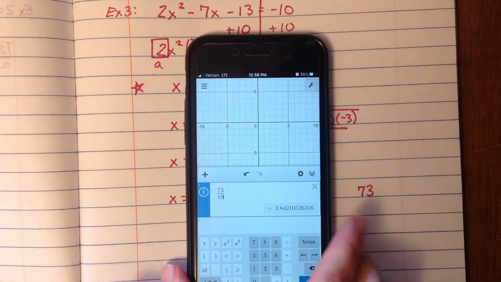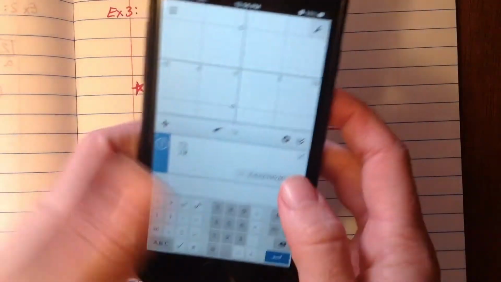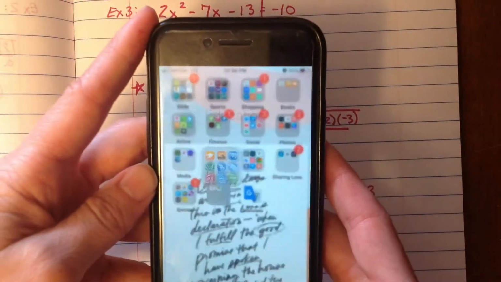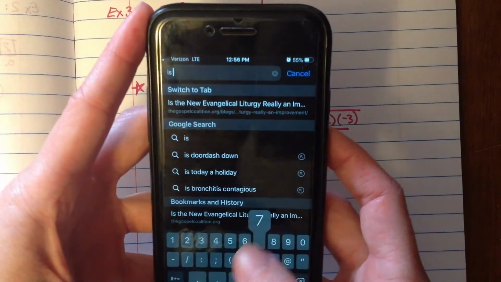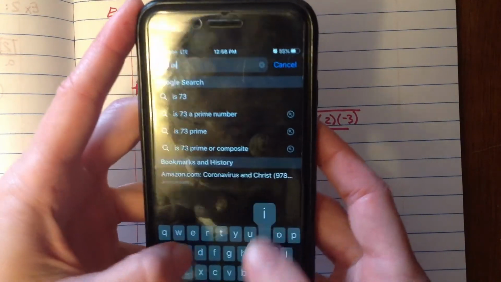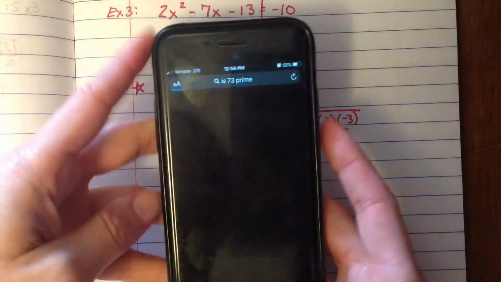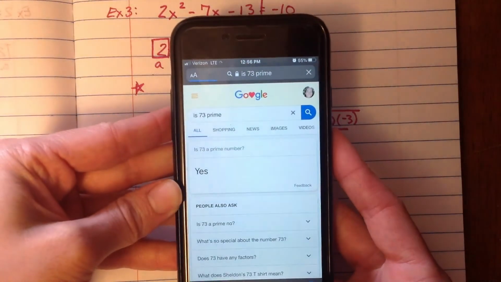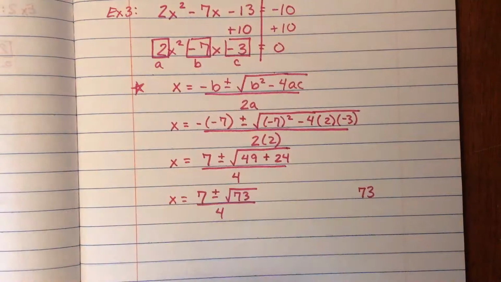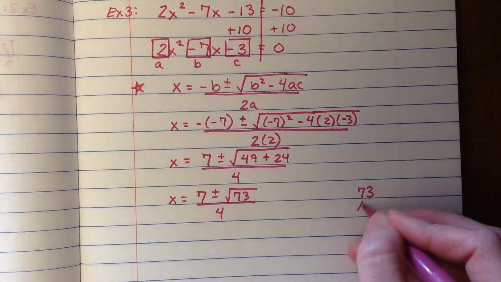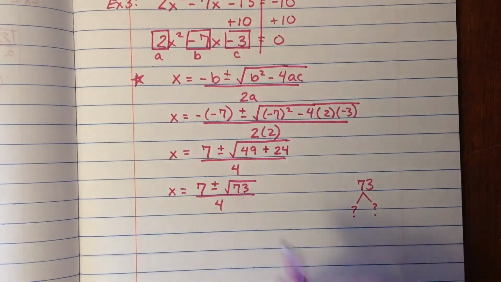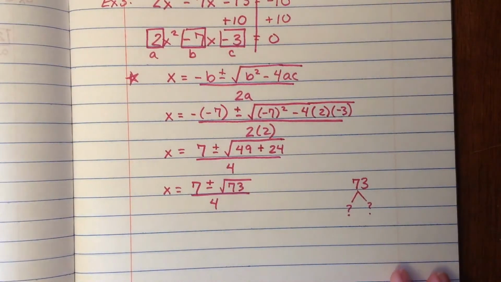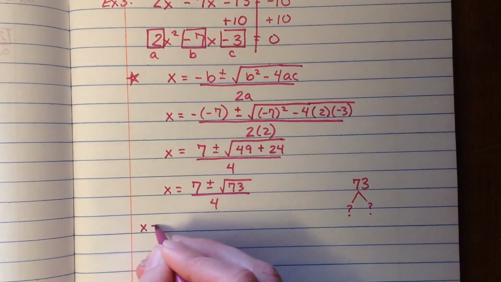And so you might be thinking to yourself, well, man, does 73 even divide by anything? And here's what I would suggest maybe even doing is to Google, is 73 prime? Is this a prime value? And yes, Google is nice enough to tell us 73 is prime. 73 will not divide by anything. We can't simplify it. So if you can't simplify this, you're done. We just have to write these as two different answers.